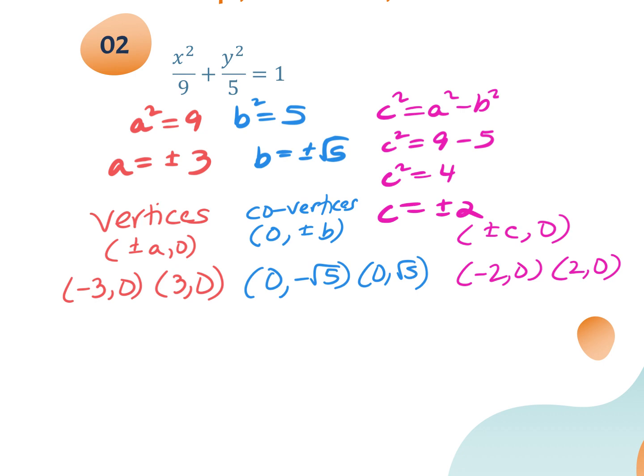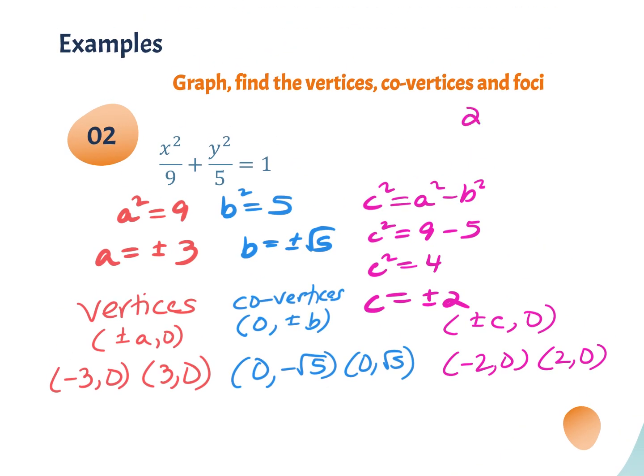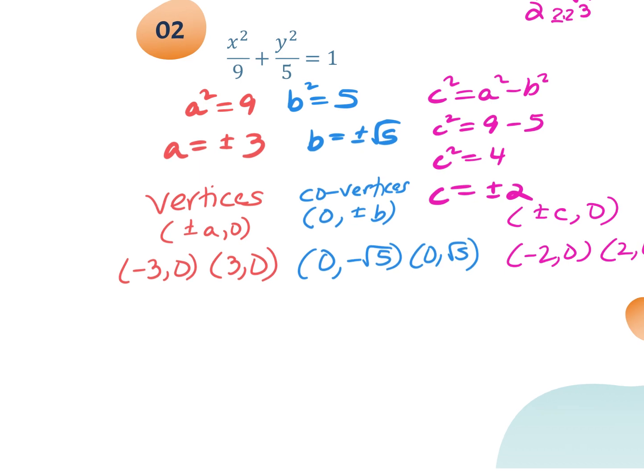Now, the square root of 5 is in between the two perfect squares of 4 and 9. So square root of 4, square root of 9, so the square root of 5 is in between, so I'm going to say it's probably about 2.2. Again, you're just approximating this. So this will probably be about negative 2.2 and positive 2.2.